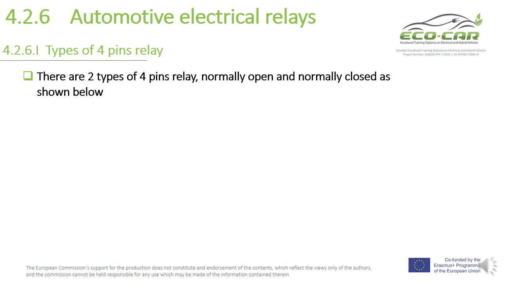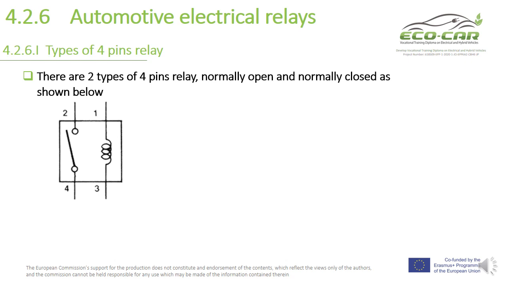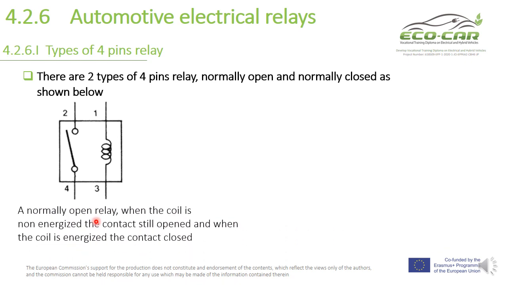Types of 4-pin relay. There are 2 types of 4-pin relay, normally open and normally closed, as shown below, and we also discussed this information in the last slide. Here is the open relay. This is a normally open relay: when the coil is non-energized, the contact stays open between pins 2 and 4, for example, and when the coil is energized, the contact closes.